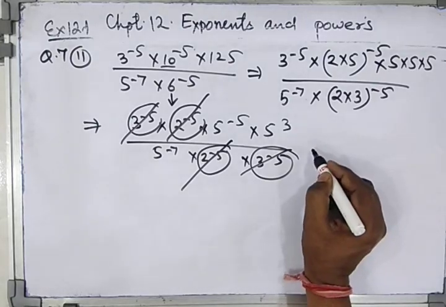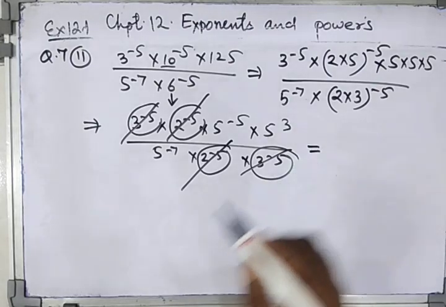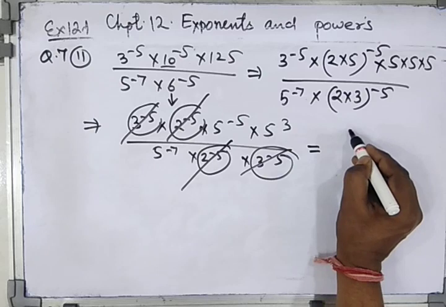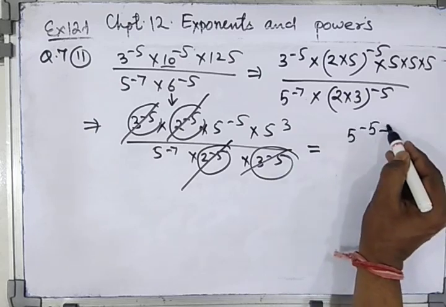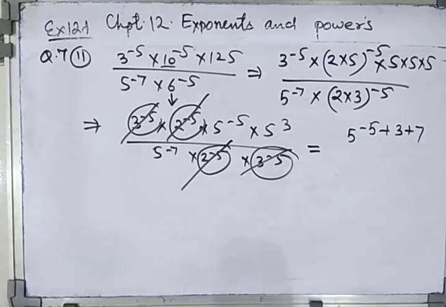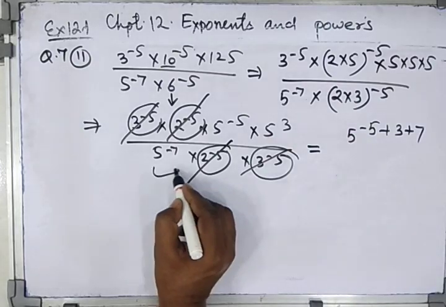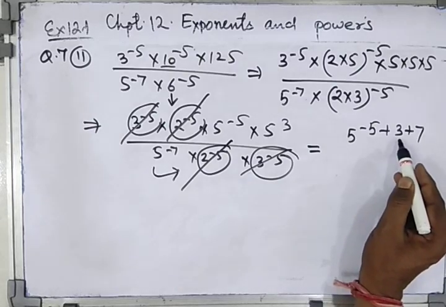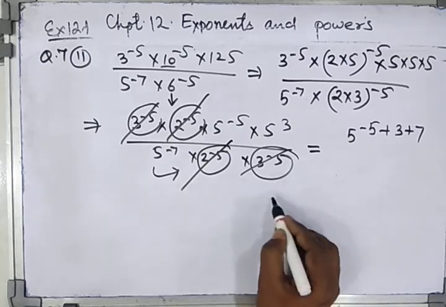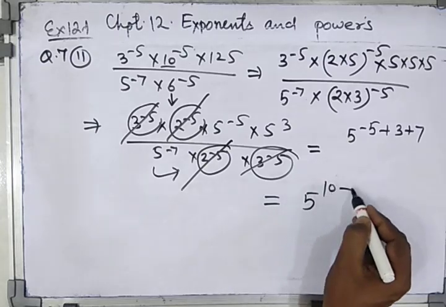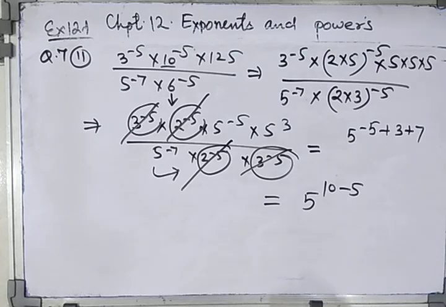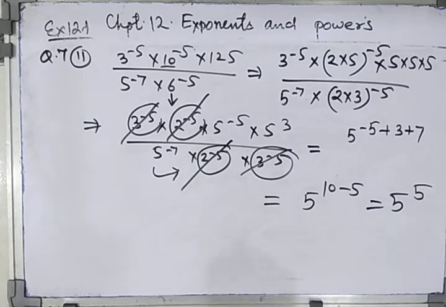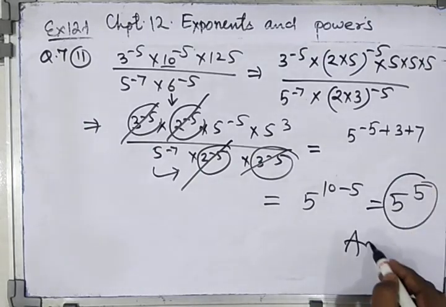So this will be equal to 5 raised to minus 5 plus 3 and plus 7, since the denominator exponent is negative. Then we will get 5 raised to minus 5 plus 3 plus 7, which is equal to 5 raised to 10 minus 5. So 5 raised to 5. This is the required answer, students.